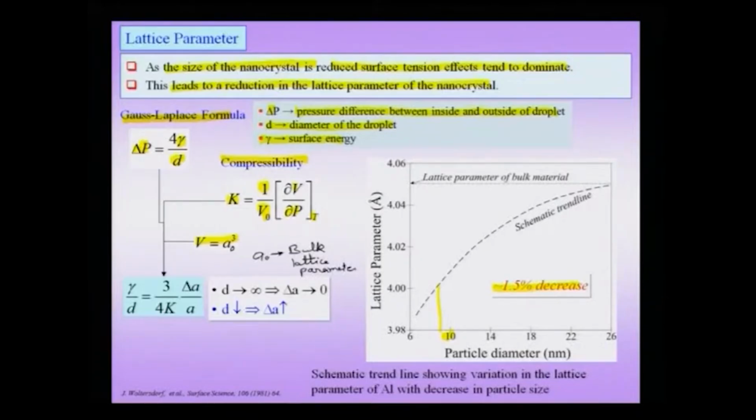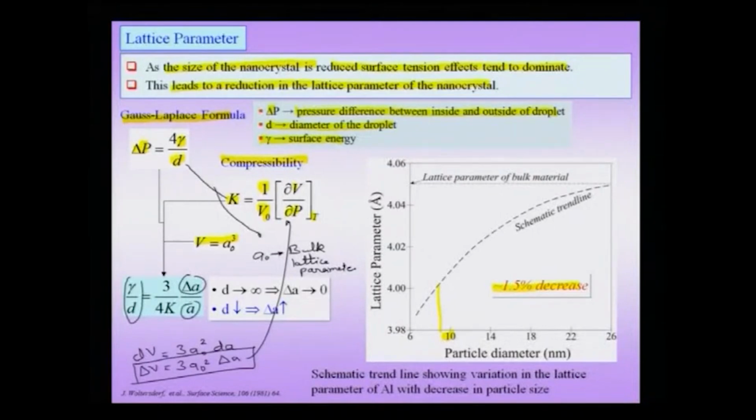Now, I can differentiate this: dV is equal to 3 A0 square dA, and instead of dV, I can write it in terms of delta V, and make this A delta A. I can substitute this relation into the compressibility relation, and additionally substitute the Gauss-Laplace formula, and therefore get a relation between gamma by d and delta A by A, where delta A is the change in lattice parameter as I reduce my crystal size from infinity.